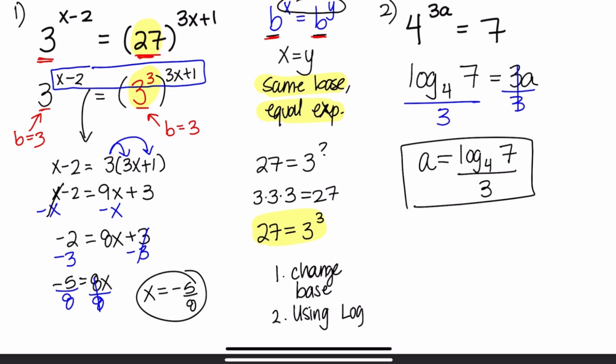Why do we use logarithm? Because there was no way we were going to be able to change 7 to a base of 4. I can't raise 4 to the power of any whole number and get 7. 4 to the first is 4. 4 squared is 16. 4 cubed is 64. So I can't get 7. That's why logarithm form as an inverse helped us solve to get the exponent alone. Then we use inverse properties to divide by 3 and solve to isolate our variable.